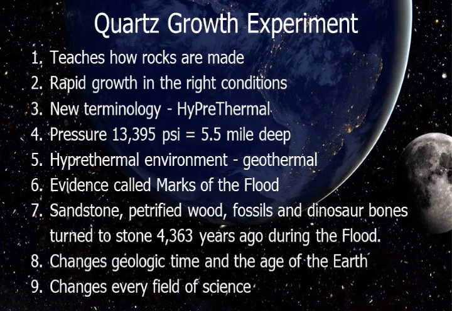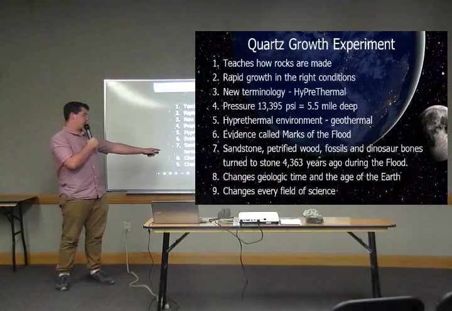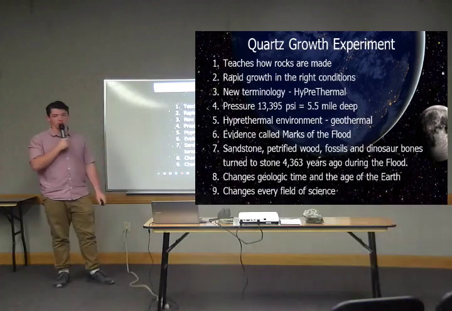Number five, hyperthermal environment and geothermal, a big one, is evidence of the marks of the flood, of the universal flood that we talk a lot about in the book. Sandstone, petrified wood, fossils, and dinosaur bones turned to stone 4,363 years ago during the flood. It's not happening anytime today. There are no fossils in the ground that are fossilizing as we speak, because there are no conditions on the earth today that have those right conditions. And it also changes geologic time and the age of the earth, and changes every field of science.